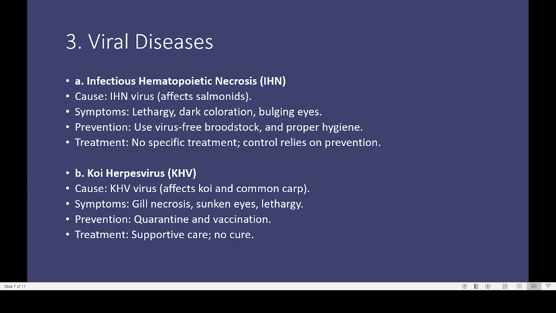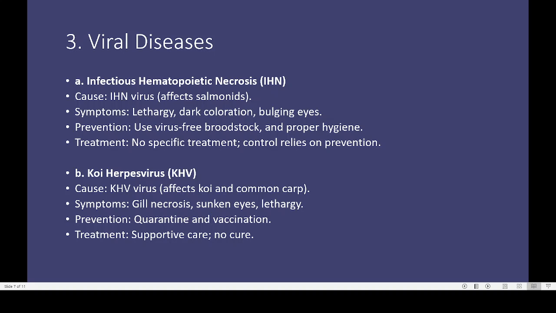Then what we can do is to use virus-free brood stock, because when we are growing fish in an aquacultural tank, after every harvest we will be introducing new young fish, and if the new young fish are carrying this virus, then that will lead to the spread of viral disease. That is why we use virus-free brood stock, so that the new fish may not have this problem.